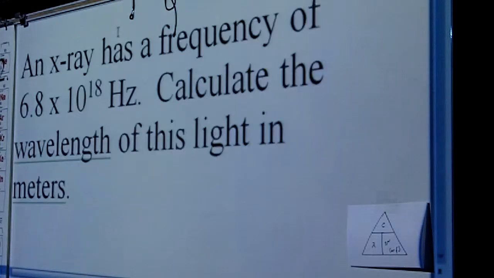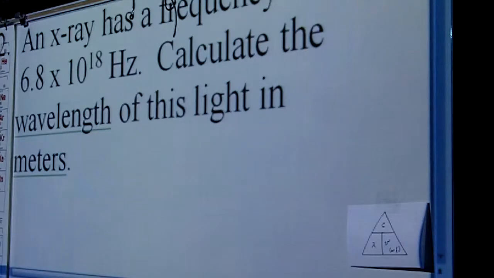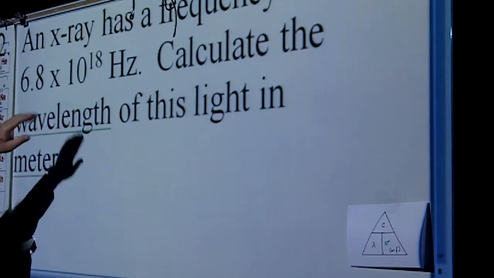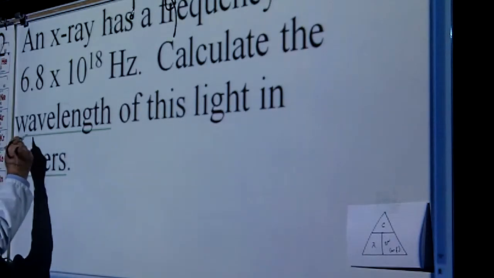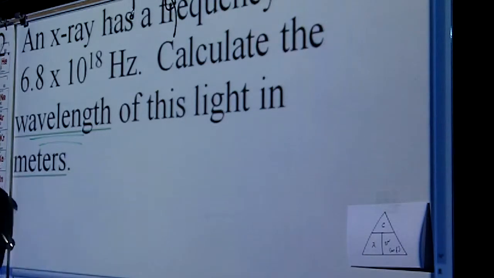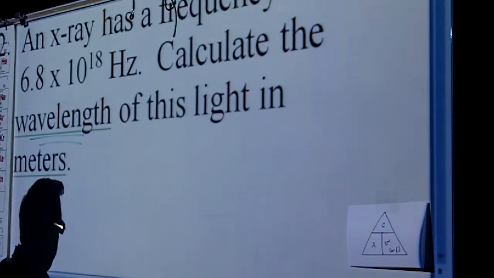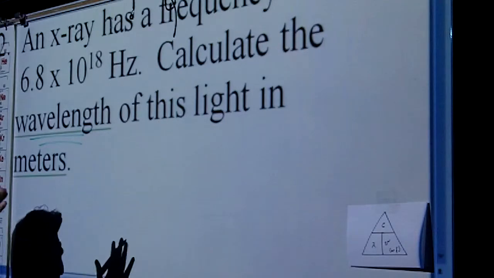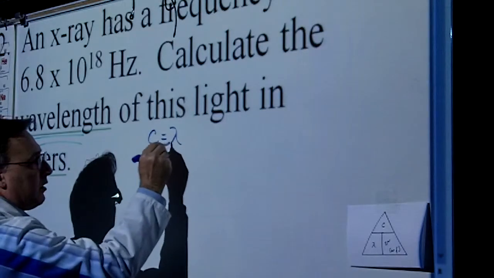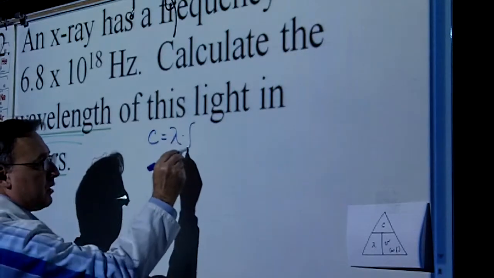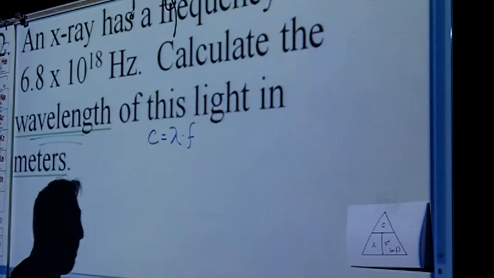Number 2, we have this. It says an X-ray has a frequency of 6.8 times 10 to the 18th hertz, and we want to calculate the wavelength of this light in meters. So we're looking for wavelength this time. Again, though, it's the same relationship. We're going to need the relationship between the speed of light, C, wavelength, lambda, and the frequency. So I'll call that cursive F.